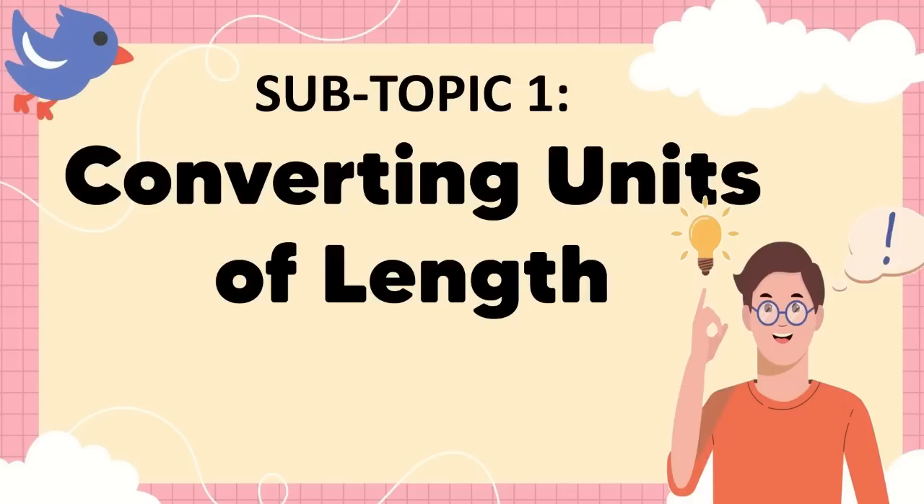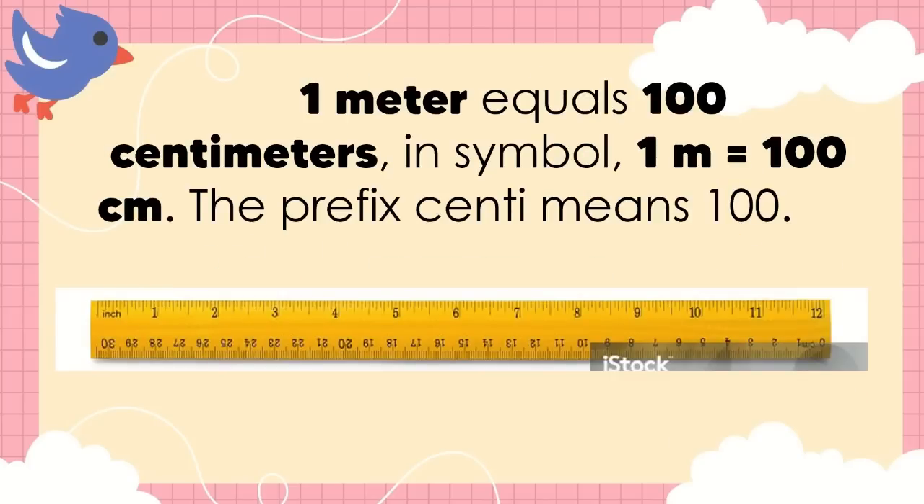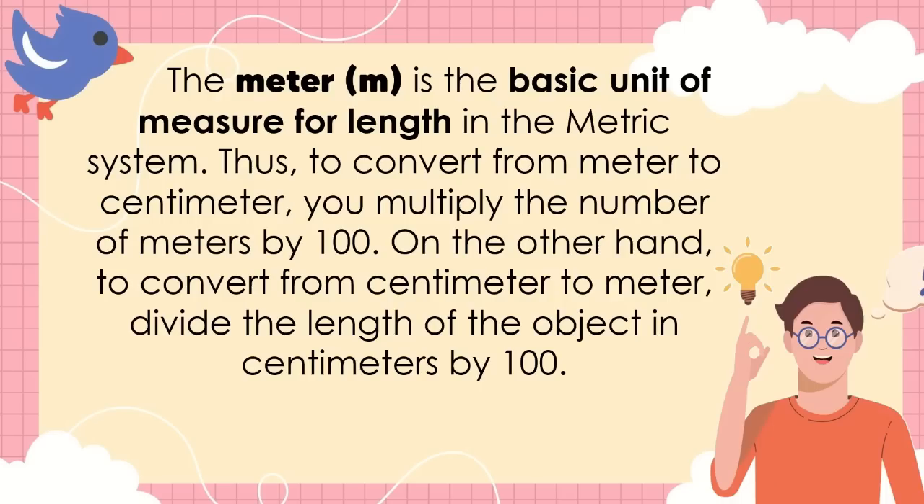We have our subtopic 1, converting units of length. 1 meter equals 100 centimeters. In symbol, 1 m equals 100 cm. The prefix centi means 100. The meter or m is the basic unit of measure for length in the metric system. Thus, to convert from meter to centimeter, you multiply the number of meters by 100. On the other hand, to convert from centimeter to meter, divide the length of the object in centimeters by 100.